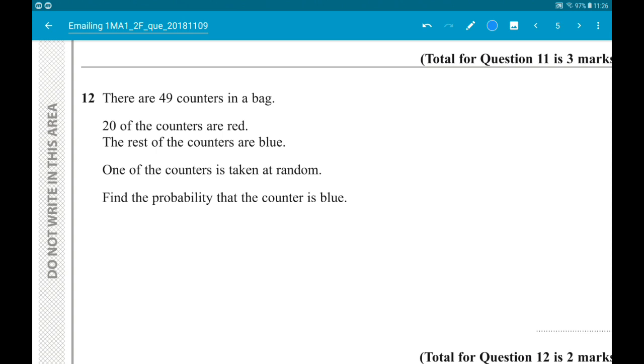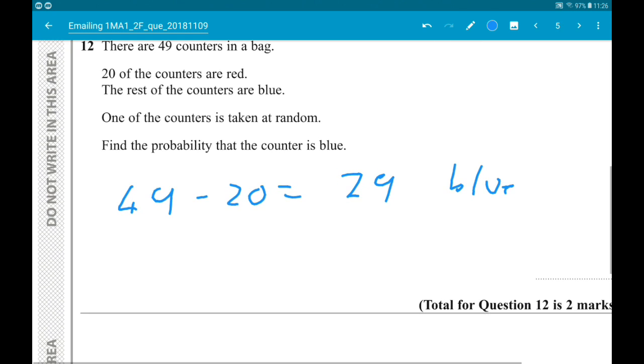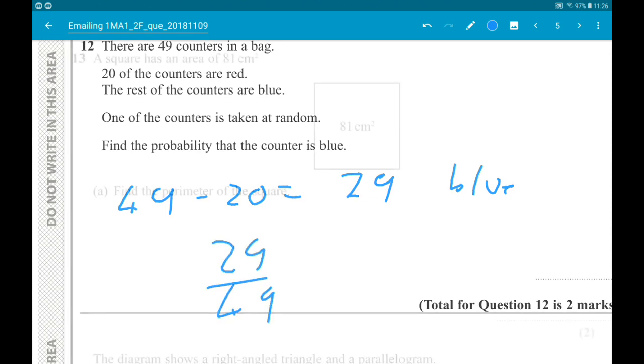Okay, so for that we need to know how many counters are blue. So there are 49 counters. 20 are red, the rest are blue, so take 20 away. That gives us 29. So there are 29 blue. Now the probability then that a counter is blue is 29 out of 49.